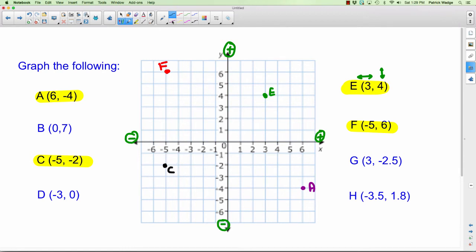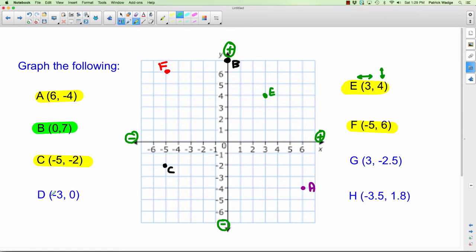Okay, now we get to the harder ones. Let's start with this one, 0, 7. So here's what a lot of people do. They go out here and they put their dot right there. That is incorrect because look, the 0 means you're going to go not at all in this direction. You're just going to stay at the origin. Then you're going up 7. 1, 2, 3, 4, 5, 6, 7. This is B right here.